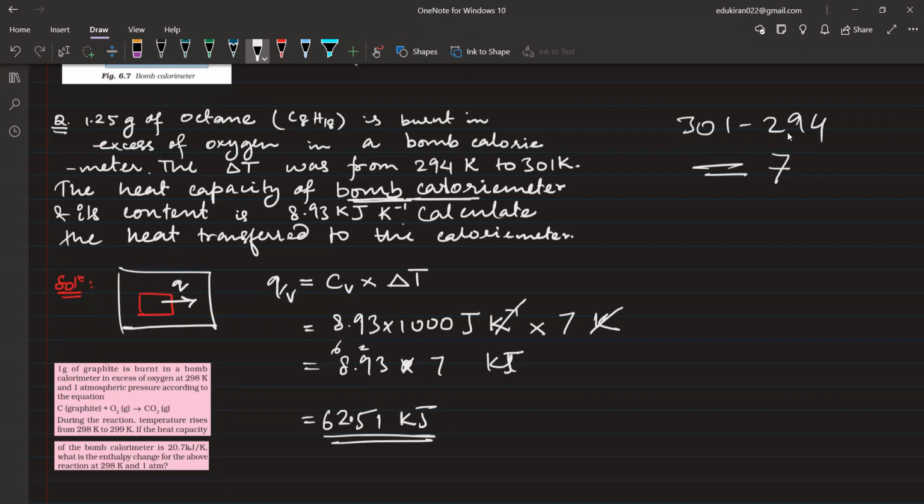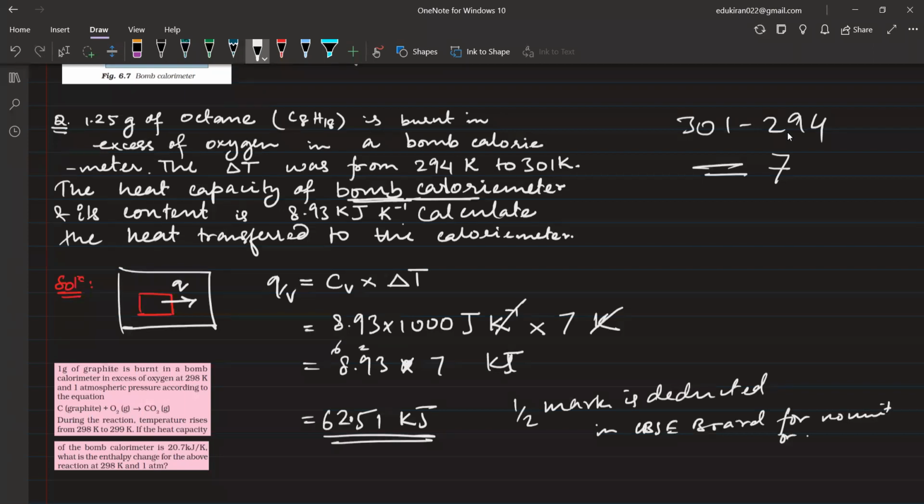Yes, sir. Okay, please remember half marks is deducted in CBSE board for no units or wrong unit. ठीक है, ध्यान रखिएगा इस बात का. Half marks is deducted.